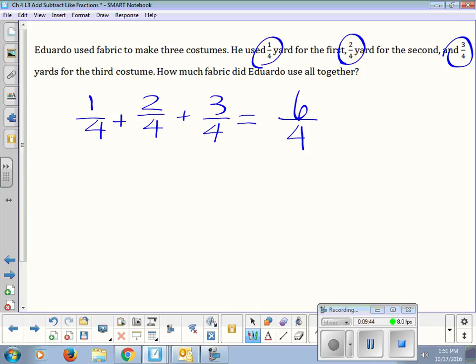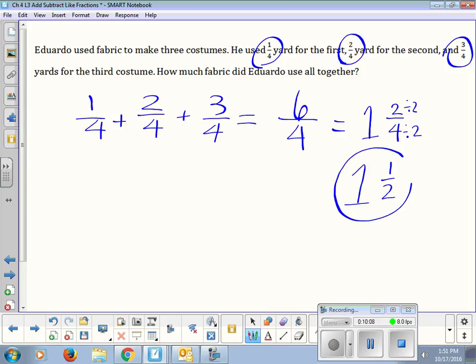We have 6/4. Can this be simplified? Yes, it has to be a mixed number. We can change it to a mixed number. What's our whole number here? 1. 1 times 4 is 4. How many do we have left over? 2 fourths. Can this be simplified? Yes. 2 fourths we can simplify to 1/2, so we get 1 and 1/2.